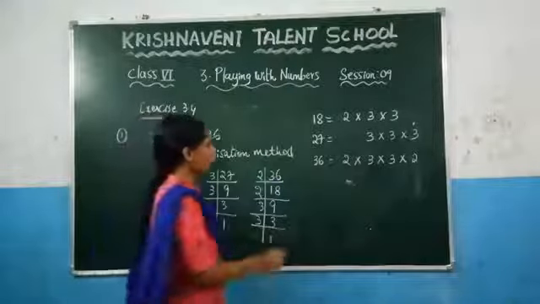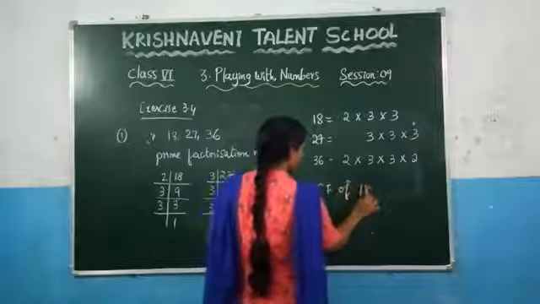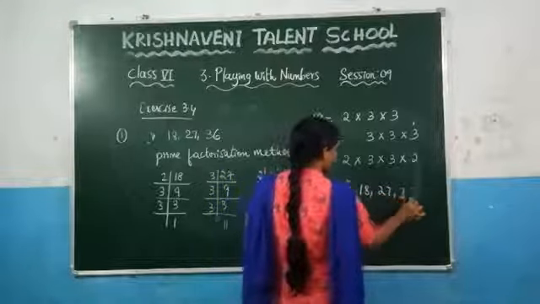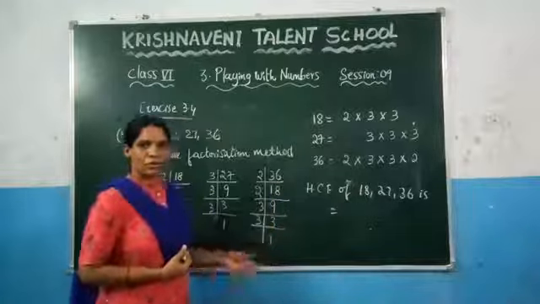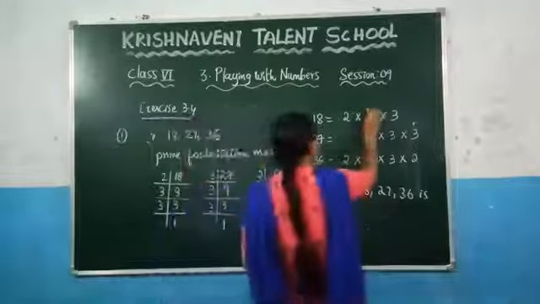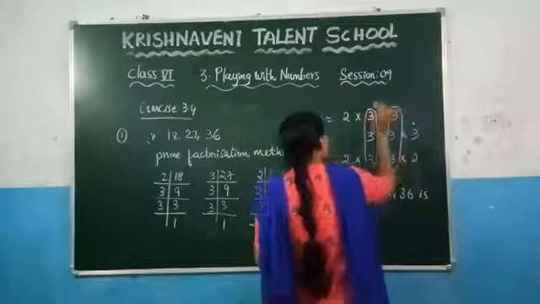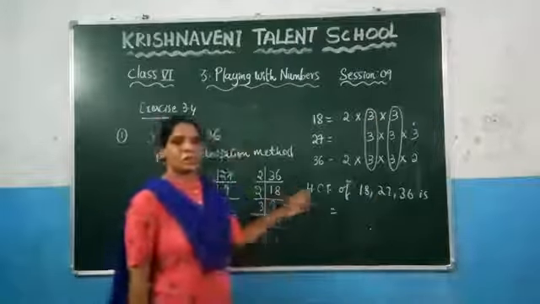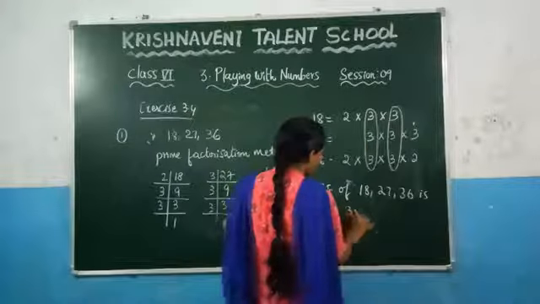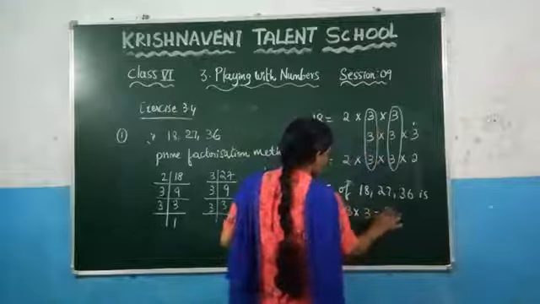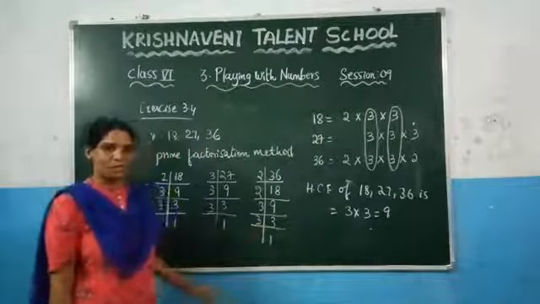Now here you need to find the HCF of these three numbers: 18, 27 and 36. So how do you find it? You need to find the common factors first. What is the common factor in this case? 3 is the common factor, and again here 3 is the common factor. Now you need to take the product of these common factors. So here 3, and after that here 3. What is the value? 9. So the HCF of 18, 27 and 36 is 9.